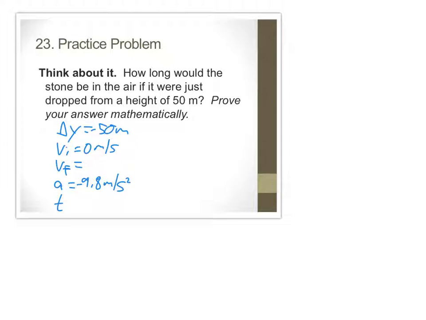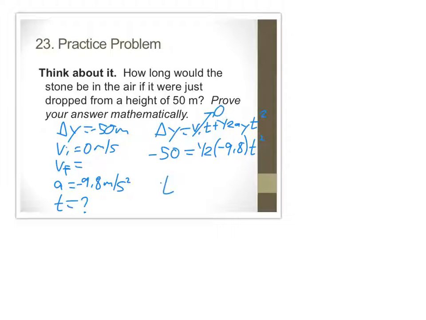So I'm going to go ahead and solve for my time here using my delta x equation. My initial velocity here goes away, that entire term, since it's 0, and so I have negative 50 equals 1/2 times negative 9.8 times t squared. Many of you have probably figured out that this is exactly the same as the last situation, and so I'm still going to get a time of 3.19 seconds.